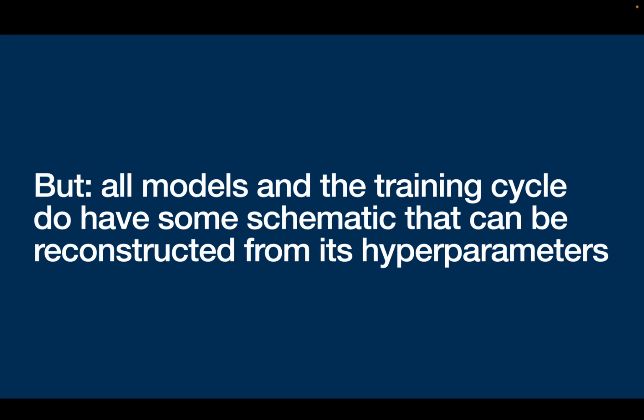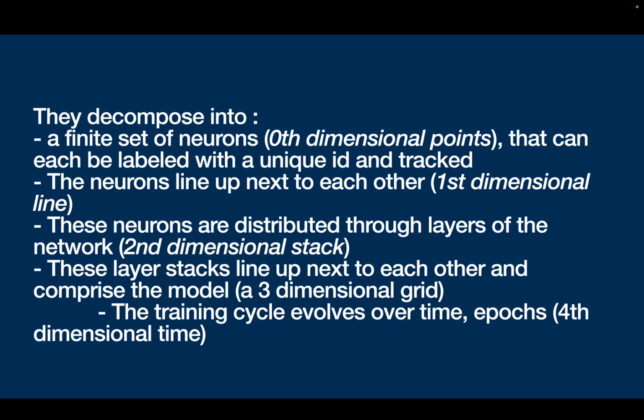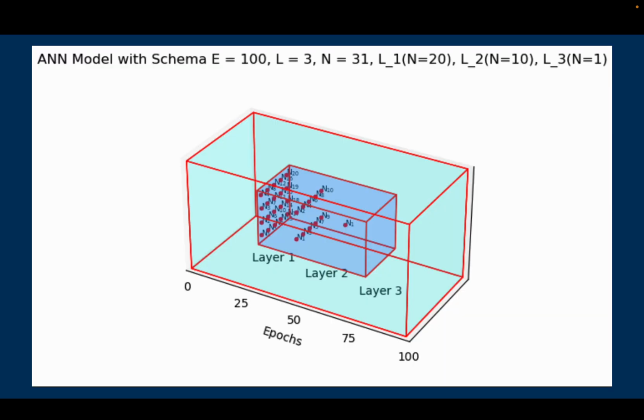But then I noticed there's some kind of schematic form to all models that can be reconstructed from the parameters. They decompose into a finite set of neurons, which are like zero-dimensional points. Those neurons line up to each other in layers. And if there's enough of them, they'll eventually form a stack. And then those stacks become layers. And then those layers, during training, or during the batch cycle where you're passing in data, happen over a fourth dimension. So this is a schematic of that. This is your model. As you can see, there's 3 layers, 31 neurons, 100 epochs. It's kind of like a hypercube, right? A cube within a cube.